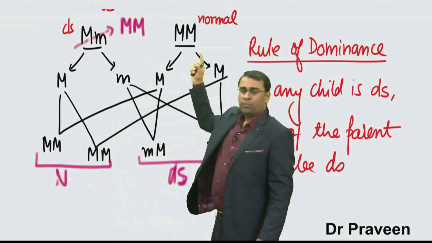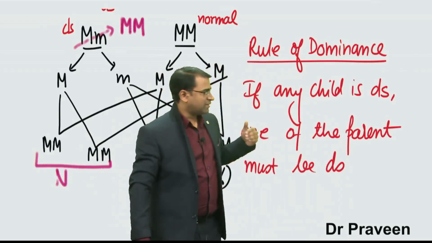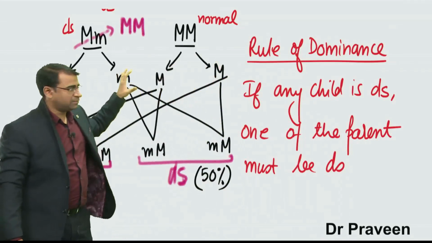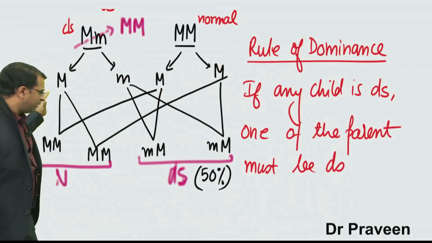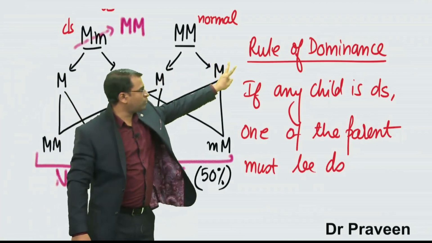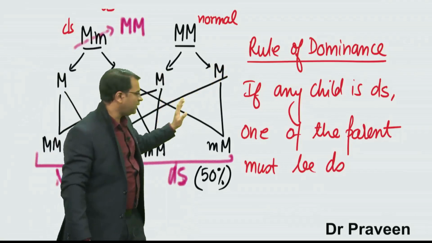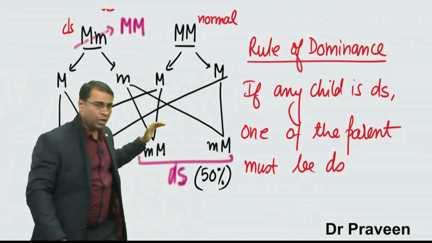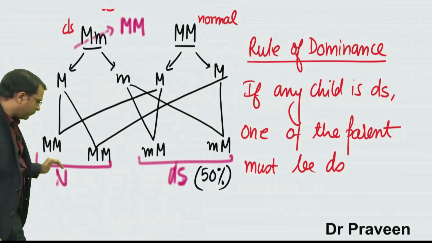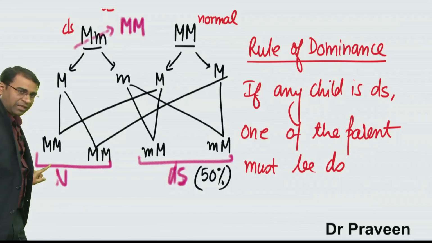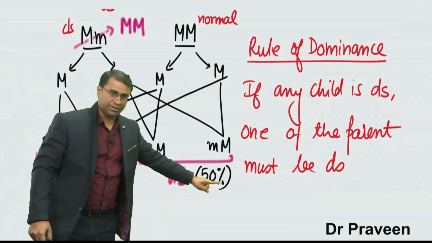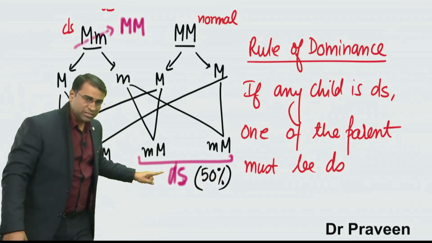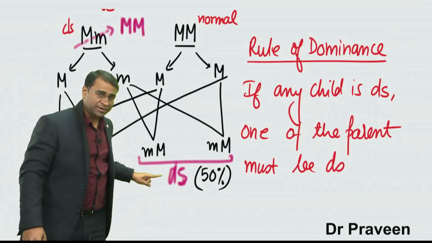Having seen this, what Mendel said was to first segregate the alleles. So from this capital M small m, I get capital M and small m. From these two capital M, I get capital M and capital M. Now look at the progeny. The possible progenies are capital M capital M, capital M capital M, capital M small m and capital M small m. This means these two are diseased because this is dominant inheritance.